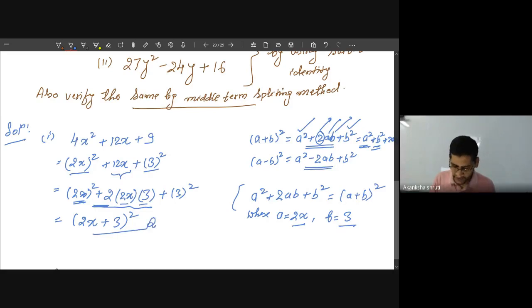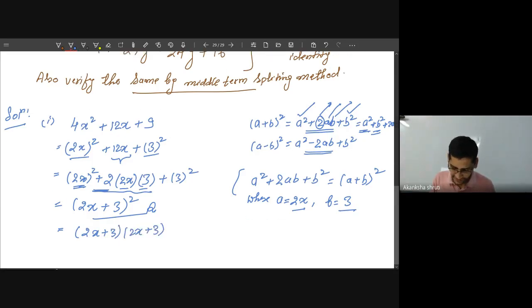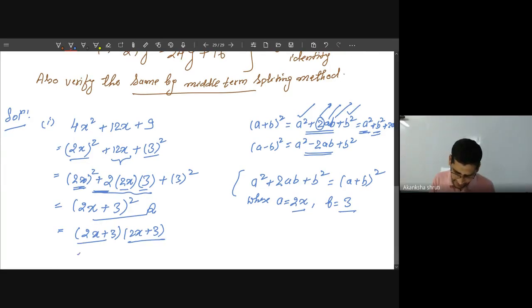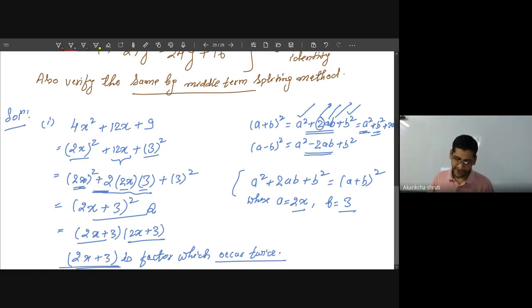These are the two factors. This may be written as (2x plus 3) times (2x plus 3). These are the two factors. So 2x plus 3 is a factor which occurs twice. It is occurring two times, no? The same factor. That's why it is following the identity.